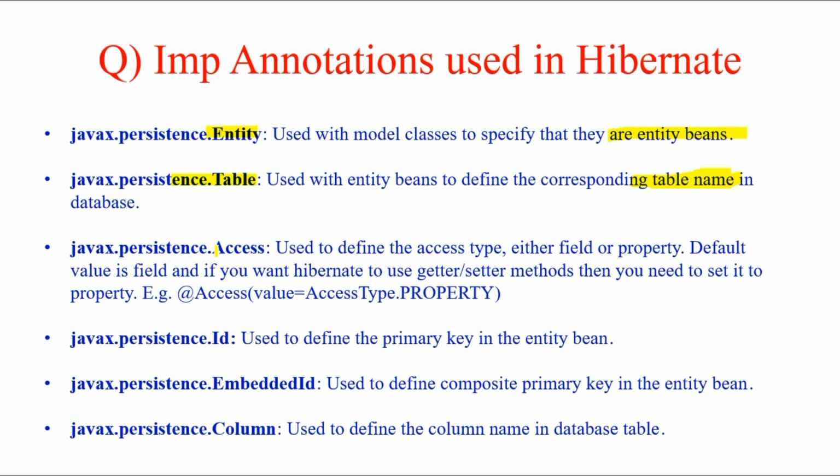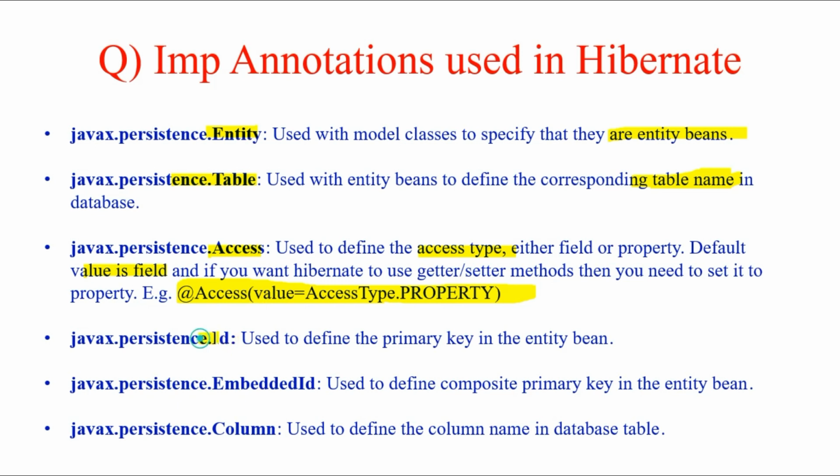Then what is the @Access annotation? It is used to define the access type. It can be either field or property. The default is field, but if you want to use the getters and setters methods, then you need to set the property, so you always use AccessType.PROPERTY. Use this only if you are very sure that you're going to use the getters and setters, and not the field itself, for getting and setting the values in Hibernate from the table or into the table.